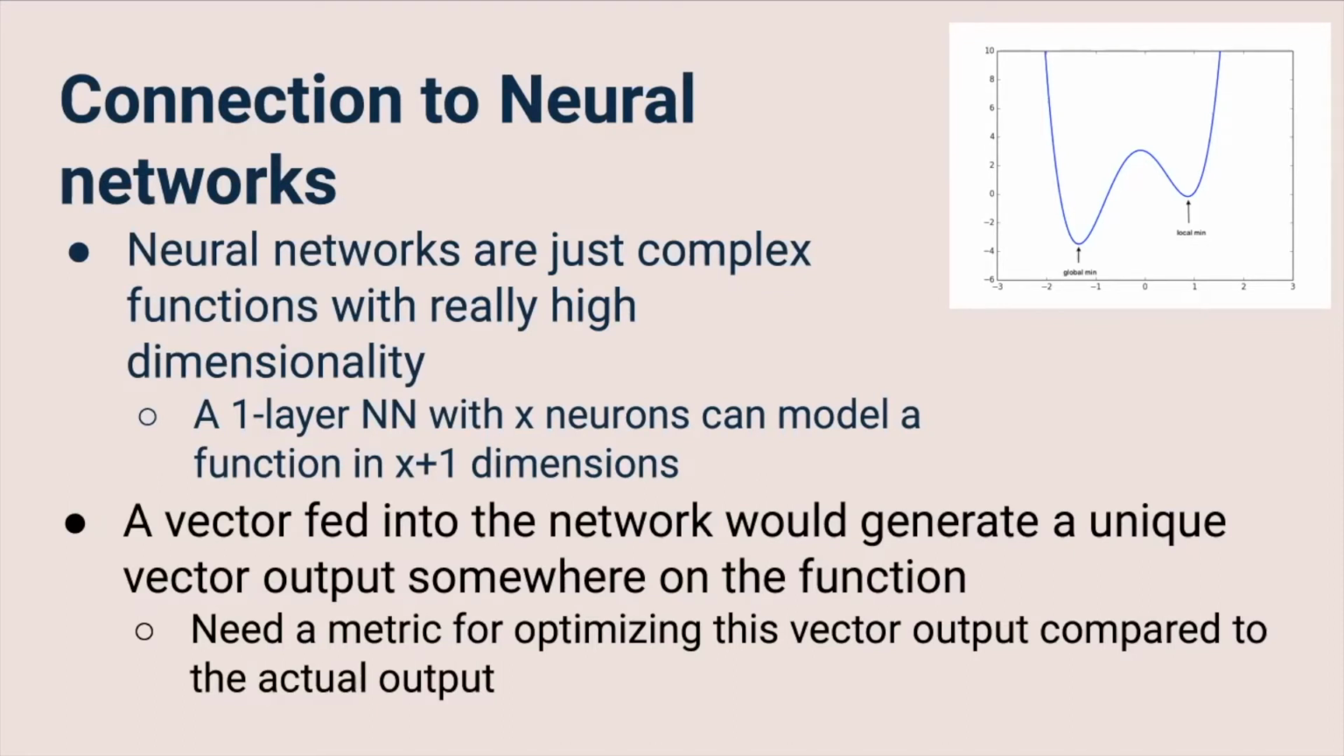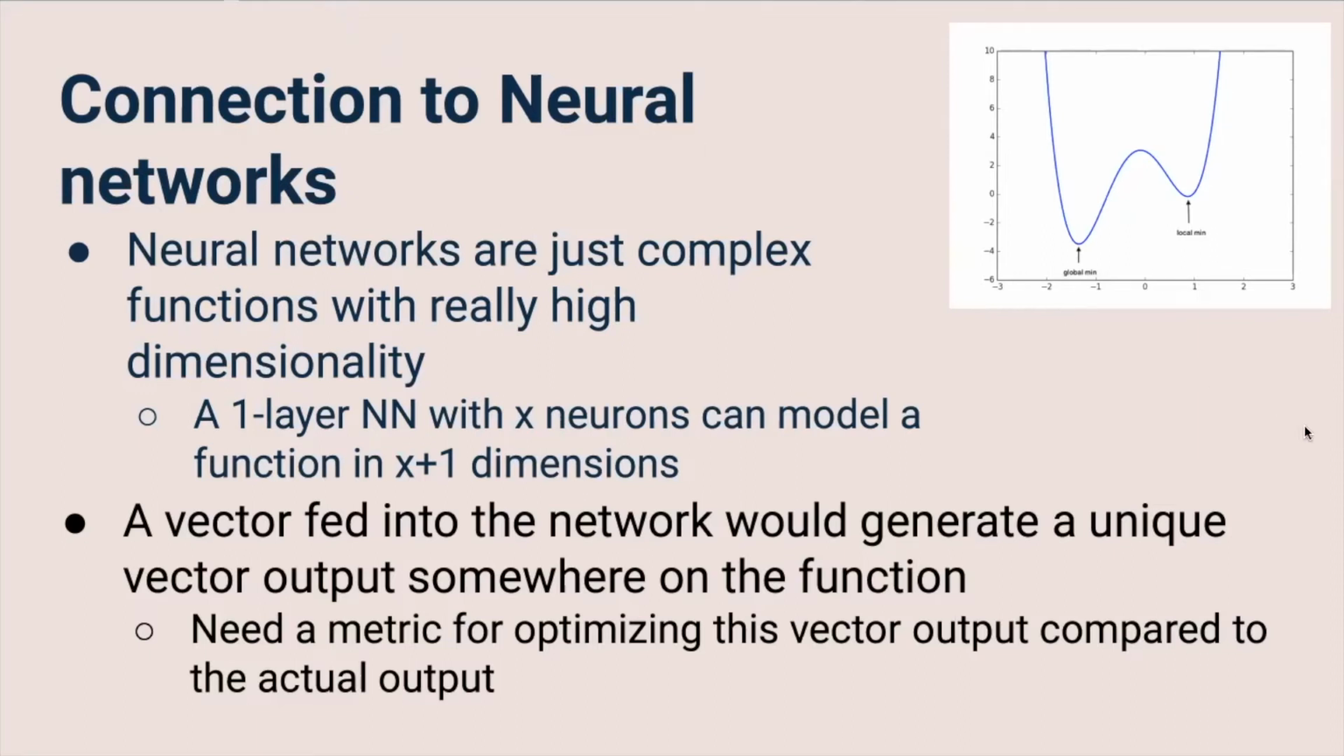So let's suppose you have a one layer neural network with two neurons, then we can essentially model a three-dimensional function because one input could be A, another B, and then the output would be C. And so a vector fed into the network would generate a unique vector output somewhere on this function. And as a result, we would need a metric for optimizing this vector output compared to the actual output.